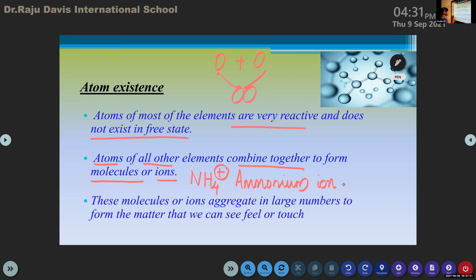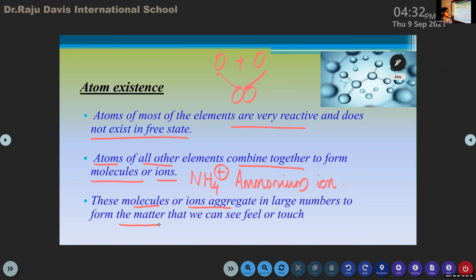These molecules or ions aggregate. What's the meaning of the term aggregate? Combine. Yeah, combine or join together. These molecules or ions will aggregate in large numbers to form the matter. We already learned in the beginning of this chapter that atom is considered as the basic unit of matter, right? That means atoms will combine together to form molecules or ions, and these molecules or ions again aggregate together to form matter.